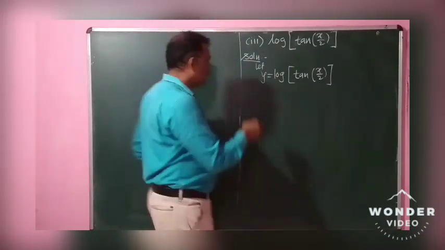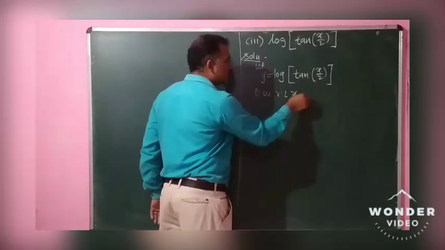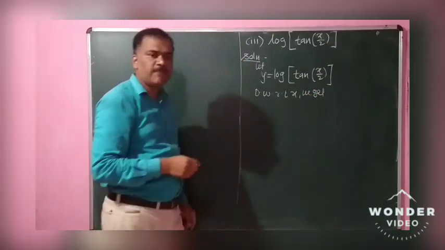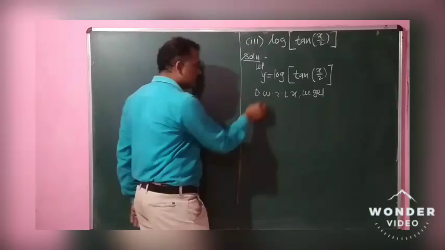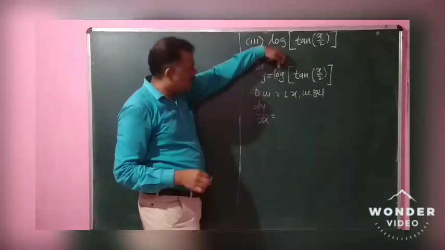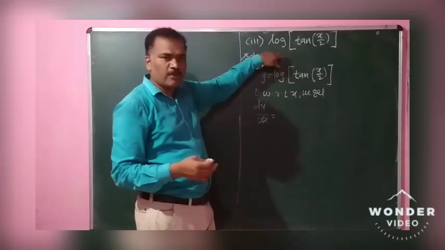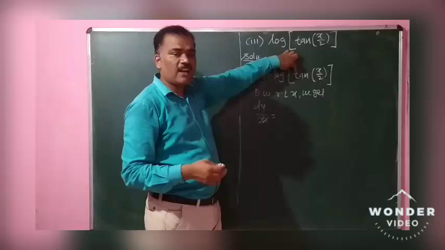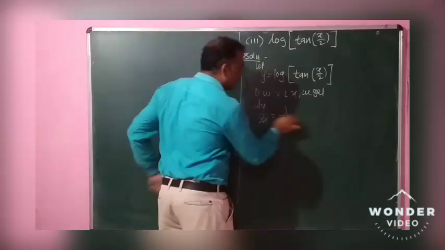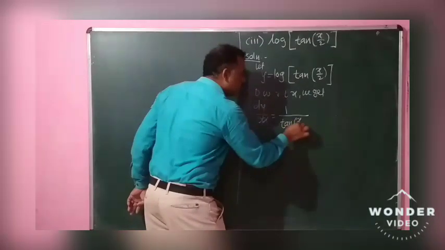Okay, we have to differentiate with respect to x. Differentiation of y with respect to x is dy by dx. First we have to keep the finger on the log. What is the derivative of log? Derivative of log x is 1 upon x. Instead of x here we have tan of x by 2, we replace in that formula. That is 1 upon tan of x by 2.